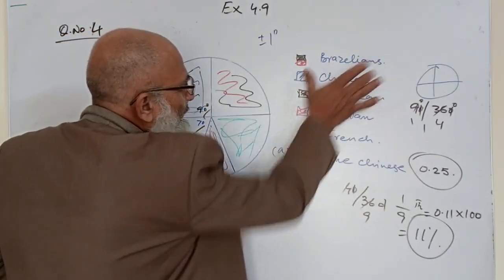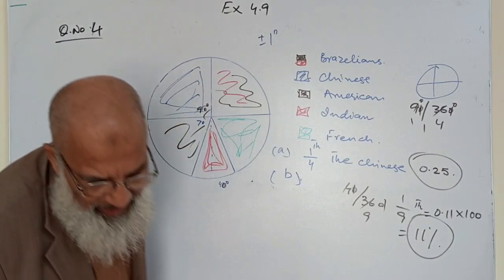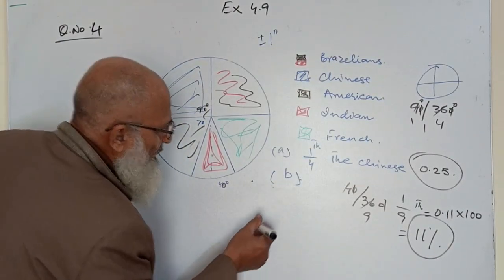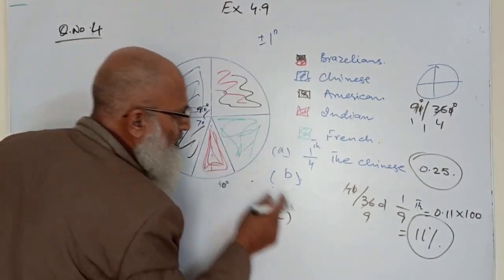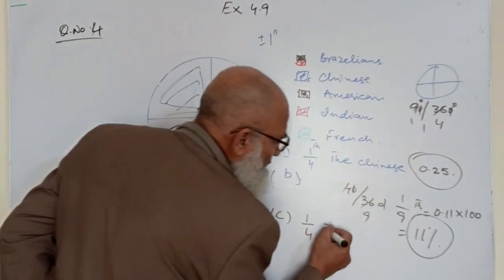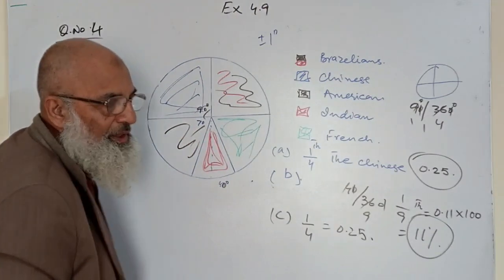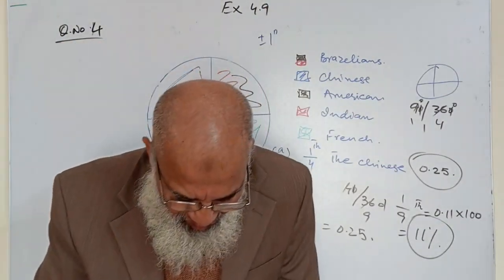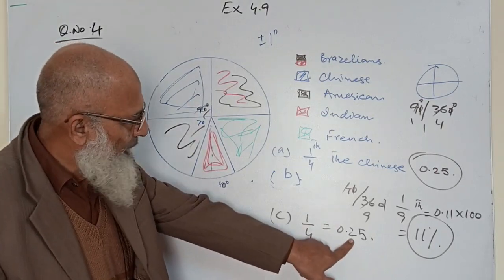Now we have to find the ratio of Brazilian students. For part C, the ratio of Brazilian students is again 1/4, and that is equal to 0.25. It is again 0.25. Okay.